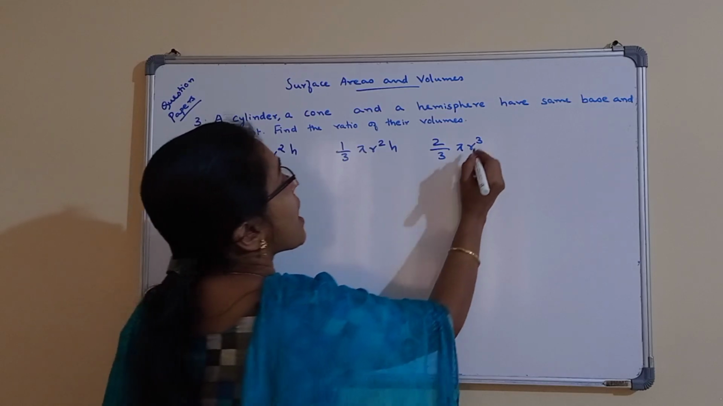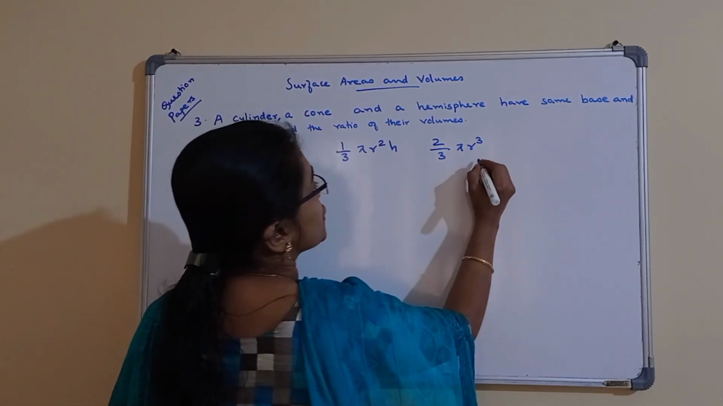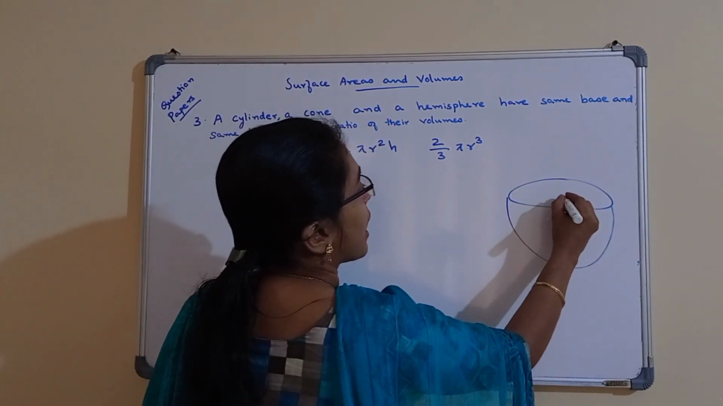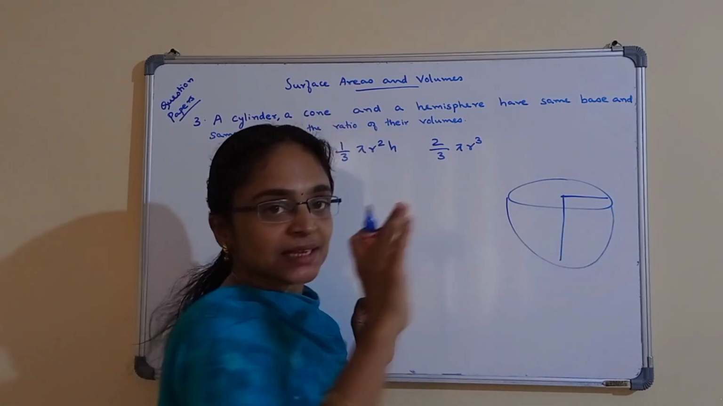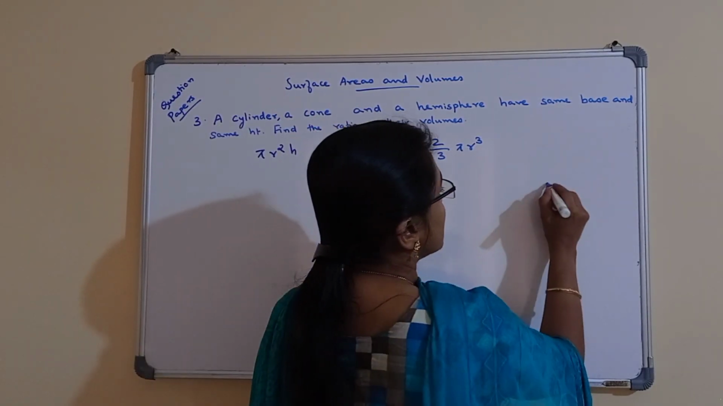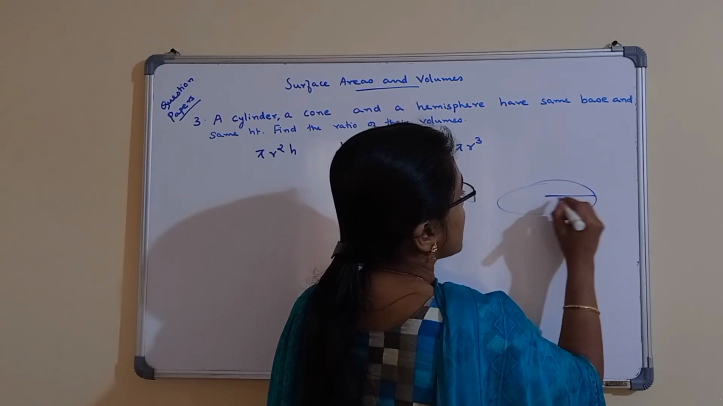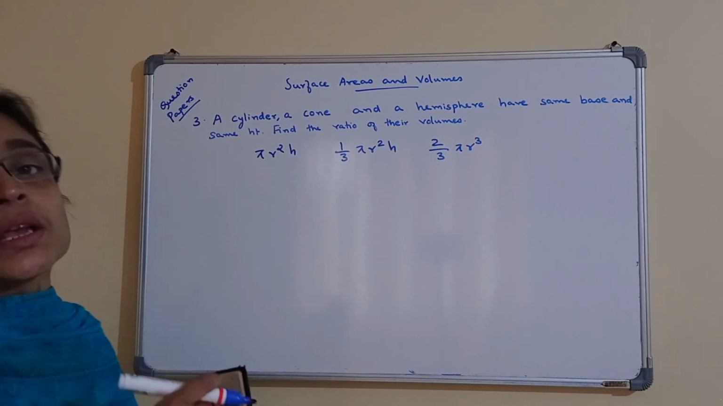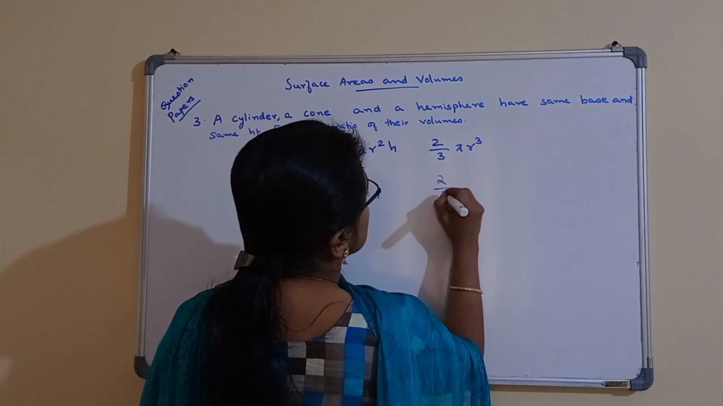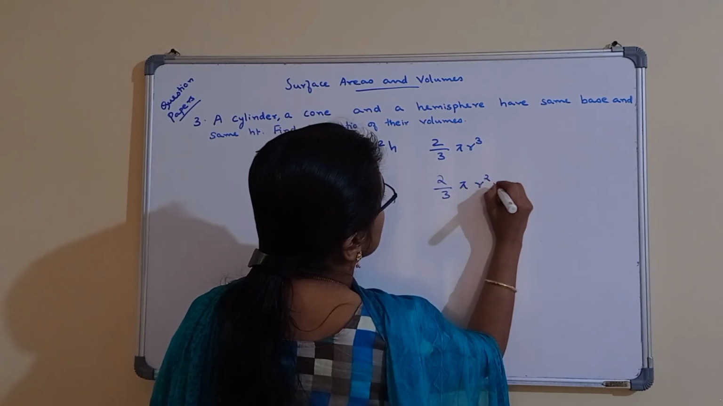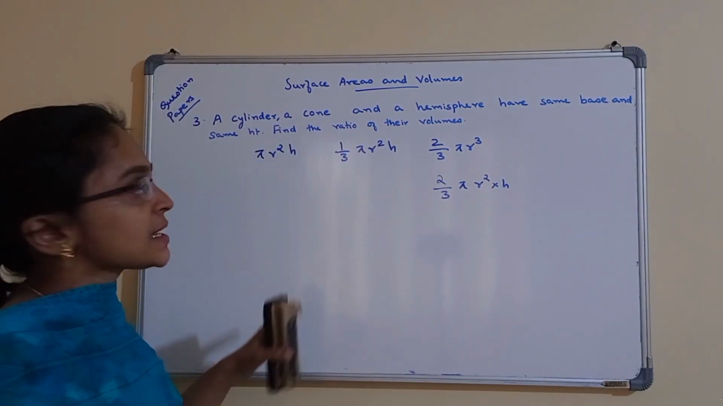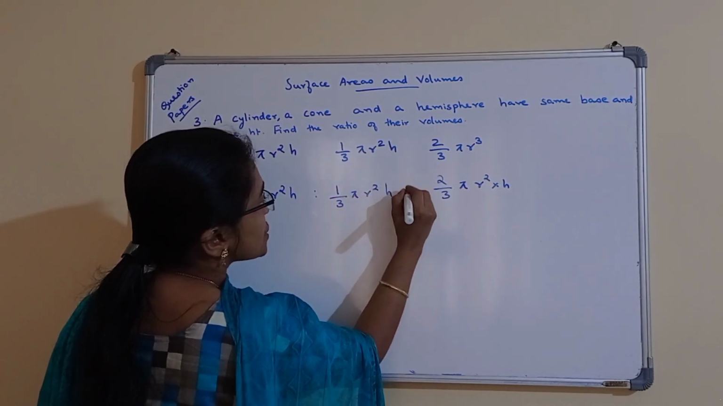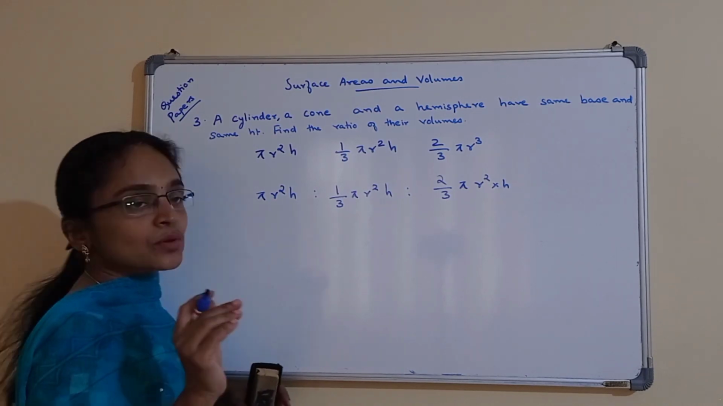But r can be written as h also, because if this is a hemisphere, this r and h will be the same, right? For a hemisphere, this r and h will be the same. So 2 by 3 pi r cube can be written as 2 by 3 pi r square into h, because r and h are the same. So the ratio is pi r square h is to 1 by 3 pi r square h is to 2 by 3 pi r square h.